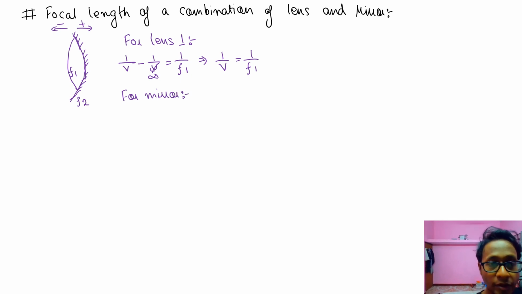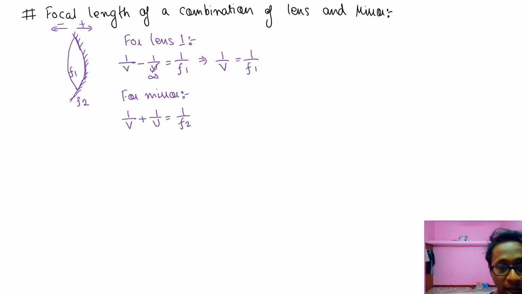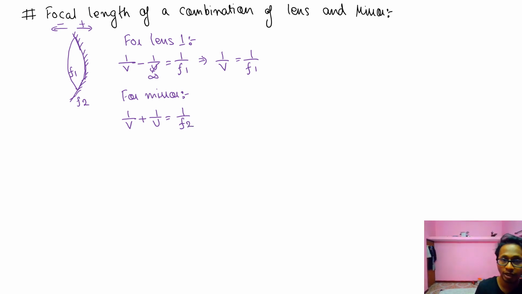for the mirror I simply apply the mirror formula, 1 by v plus 1 by u is equal to 1 by f2. Here the focal length of the mirror is negative. Depending upon the question, you may take the focal length as positive or negative, but just remember the focal length is negative here. So while substituting in the formula, the focal length of the mirror should be taken as negative.